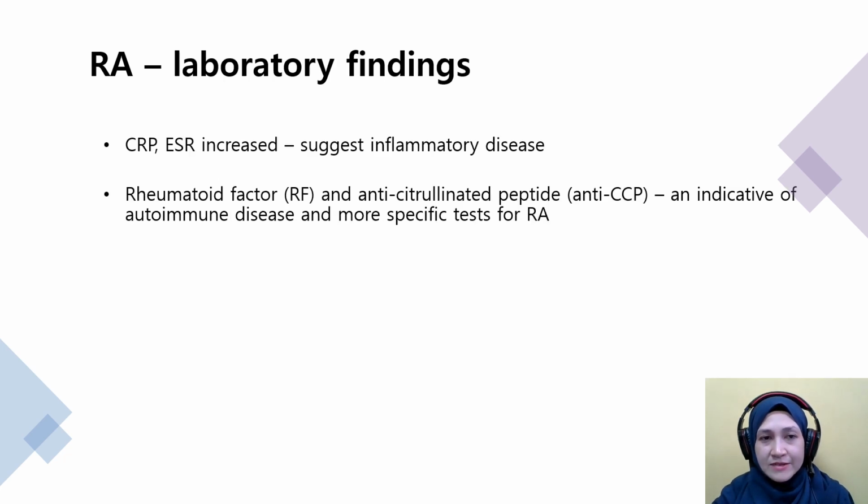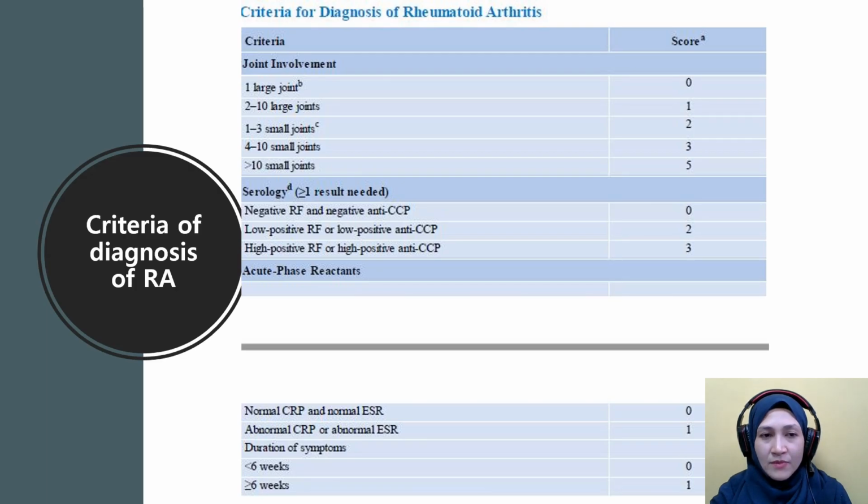For the lab findings, we have to identify the inflammatory markers with C-reactive protein, or ESR, erythrocyte sedimentation rate, and on top of that, to further rule out rheumatoid arthritis, we have to look at the rheumatoid factor and also the anti-CCP. So it is an indicative autoimmune marker for rheumatoid arthritis. So these are the criteria of diagnosis of RA. So you can have a look.